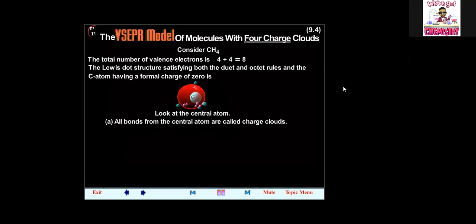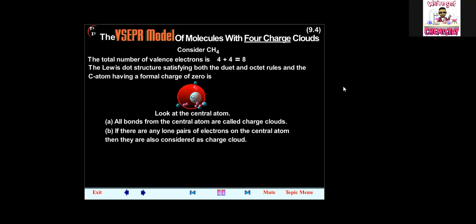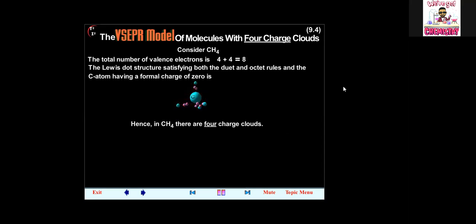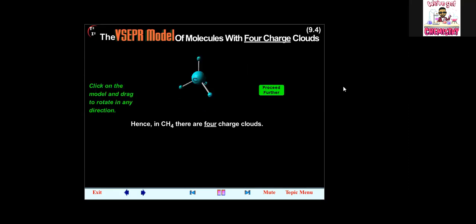Look at the central atom. A. All bonds from the central atom are called charge clouds. B. If there are any lone pairs of electrons on the central atom, then they are also considered as charge clouds. Hence, in CH4 there are 4 charge clouds. You can see all the 4 charge clouds. This is a 3D structure.